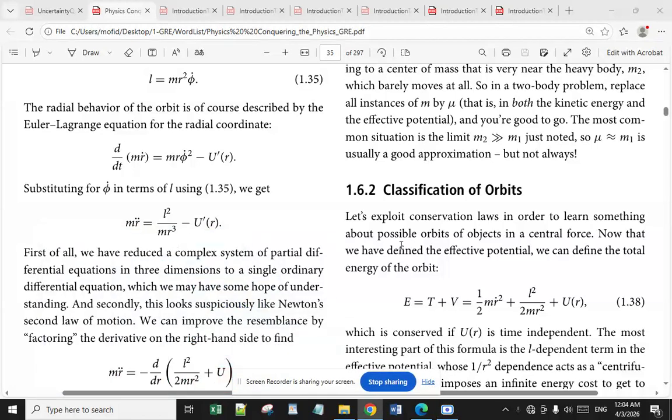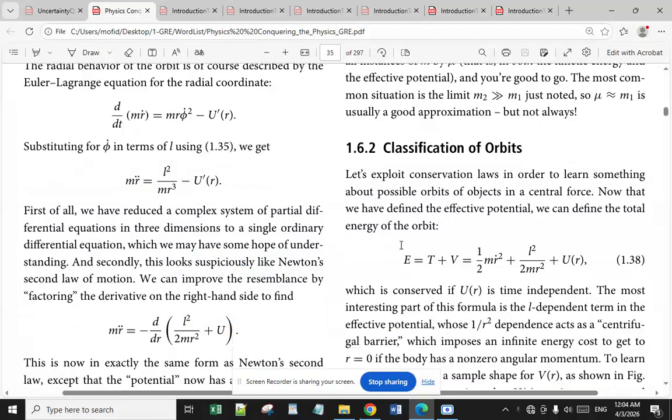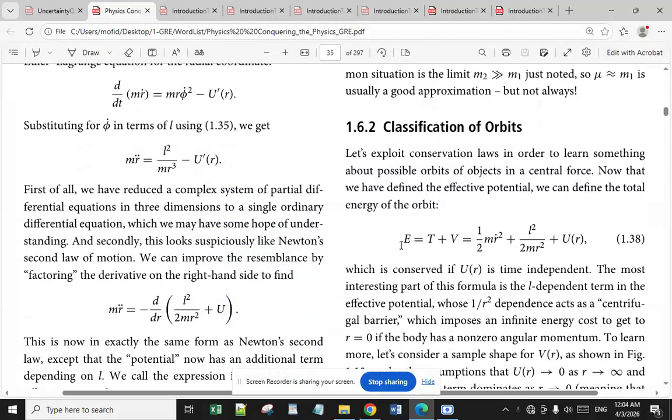In the name of Almighty God, I'm Hassan Kushan, and today I want to talk about classification of orbits, which is a subsection of orbits, the chapter of 1.6.2. Let's explore conservation laws in order to learn something about possible orbits of objects in a central force.